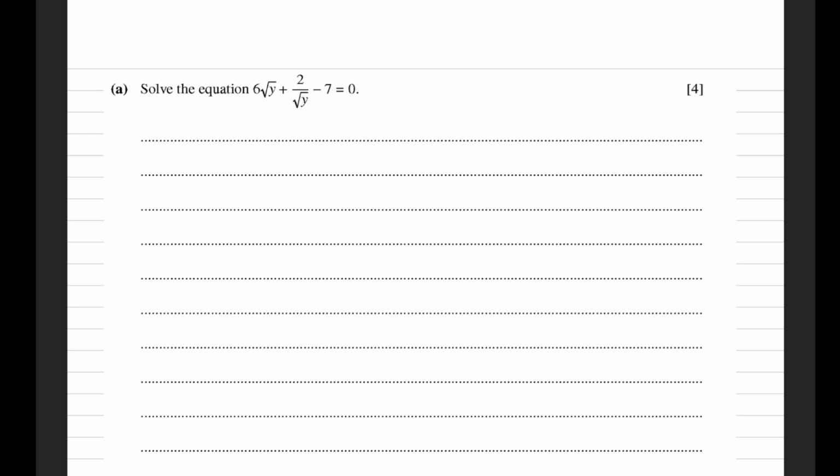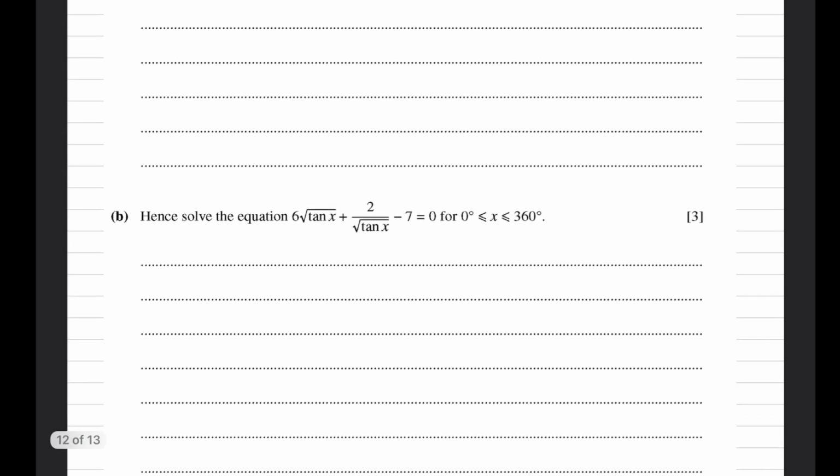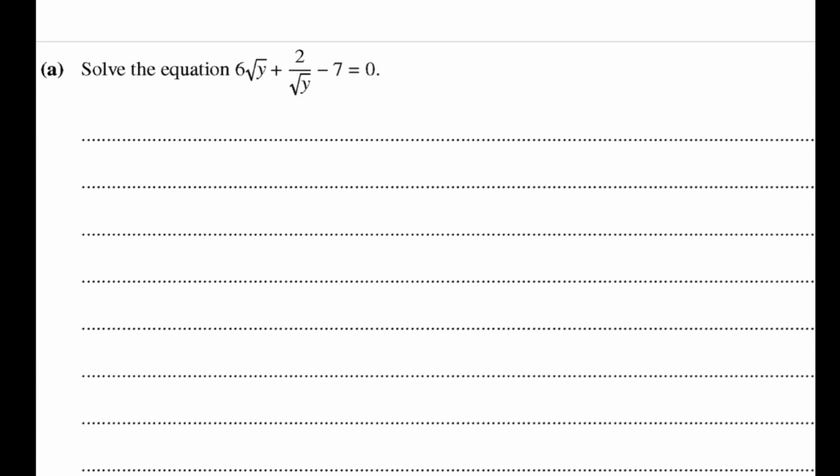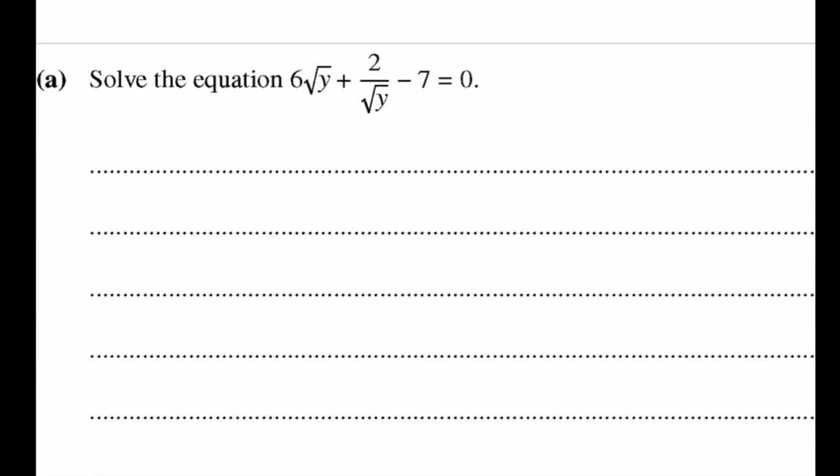Okay guys, let's move on to the next question. This question is combining the quadratic equation with the trigonometry. So let's try to solve it. The first one, we are asked to solve the equation 6 square root of y plus 2 over square root of y minus 7 equals to 0.